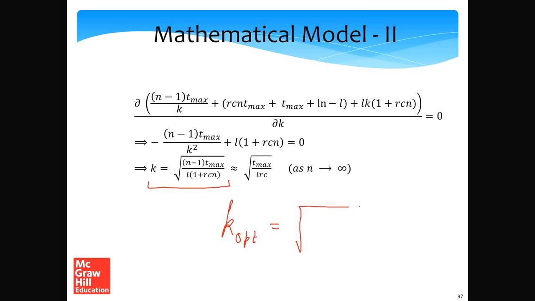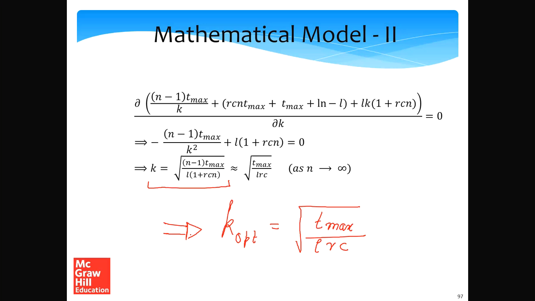is equal to the square root of T max. T max is the algorithmic work divided by the latch delay multiplied by R, which is the stall rate, and C, which is the constant of proportionality for the stall penalty, right? Square root of T max by LRC. So this is the result that we get after all our algebra.